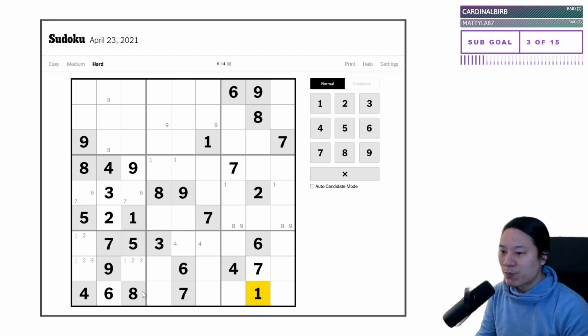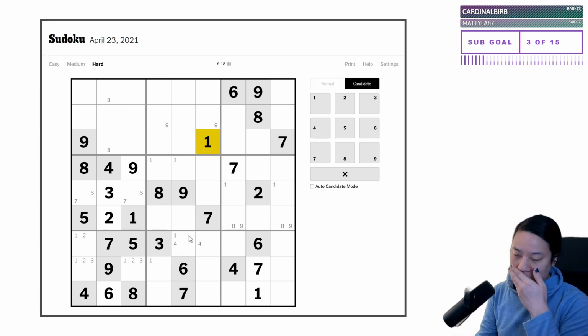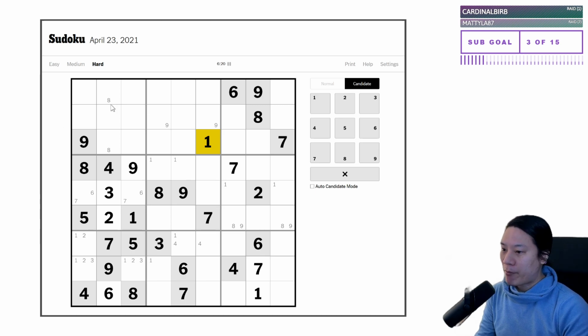So maybe we should just do another round of notations and see what we get. Got a pair of 1s. Any more 2s? Maybe? Nope, 2s are still too weak to do anything useful. 3s are not giving me anything. 4s. 4, 4, 4. Oh, got a pointer pair. 4s there. No, hold on, that's a lie.